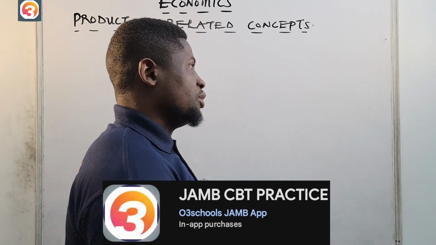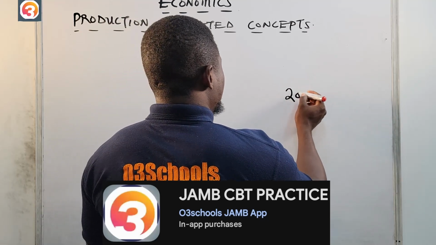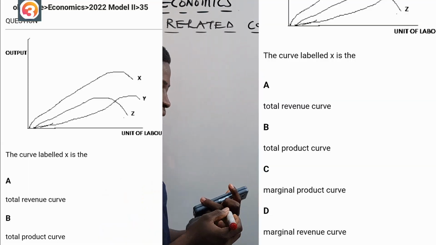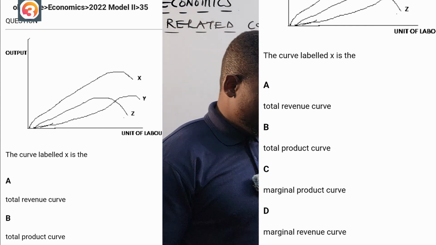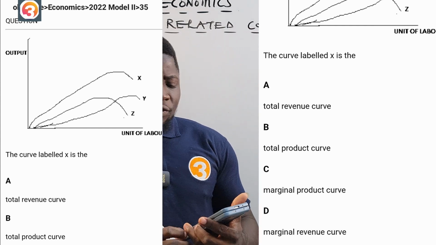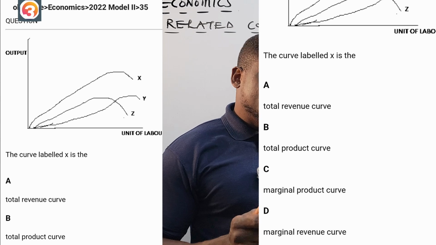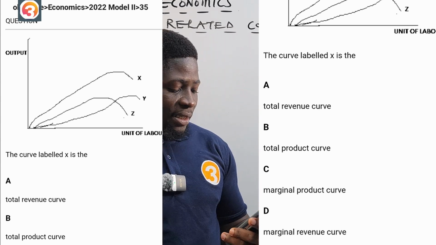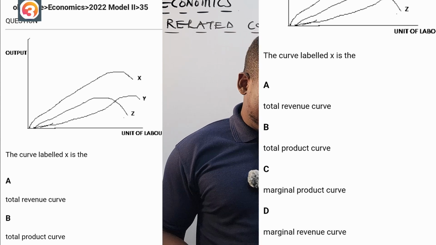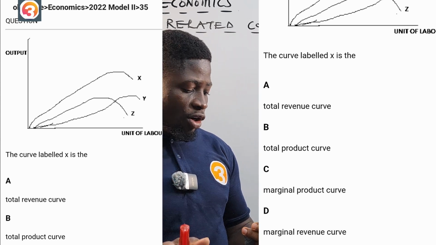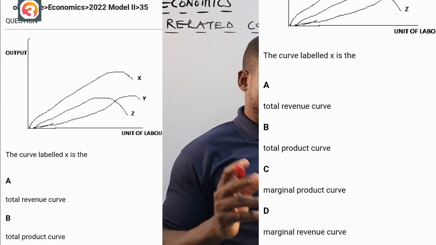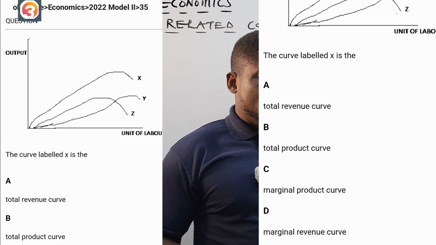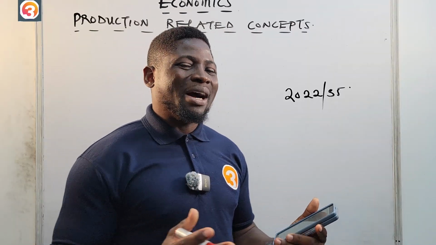But first of all, let us see a JAMB past question from the O3 Schools JAMB app. This is a 2022 question, number 35. We use the question search feature on the app to search for this question. It is being displayed on your screen right now, as you can see. We're told here that the curve labeled X is the: A says total revenue curve, B says the total product curve, C says the marginal product curve, D says the marginal revenue curve.